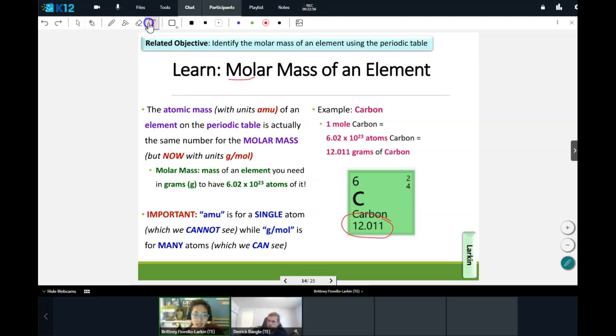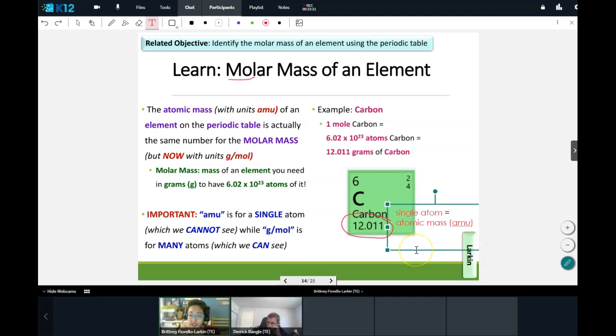Now the problem is the atomic mass is literally the mass of a single atom. That's where it comes from. Atomic, atom, single atom, right? So a single atom is our atomic mass in the units AMU. However, can you see a single atom? Tell me in the chat, yes or no. Can you see a single atom? No, it's way too tiny for us to see. So this is not a very useful amount.